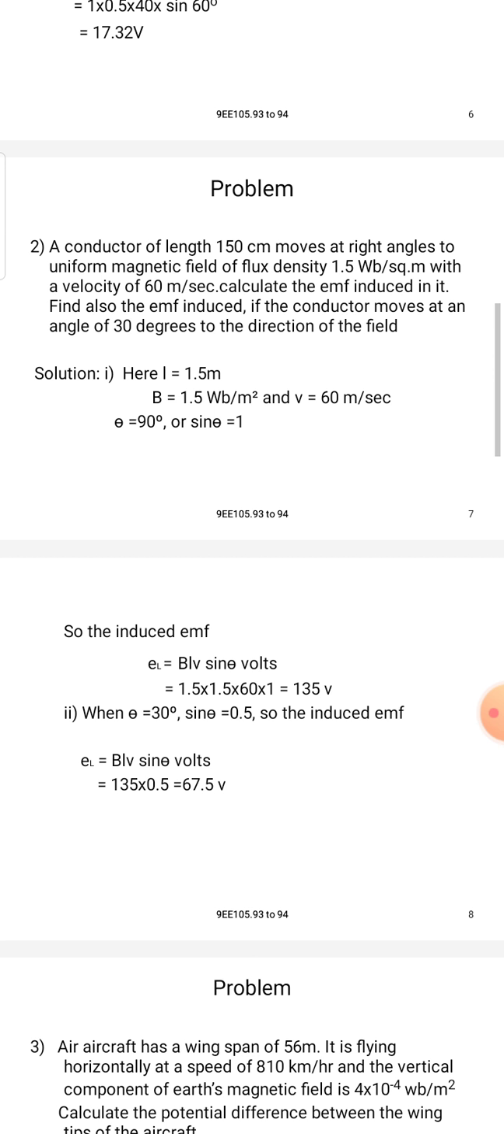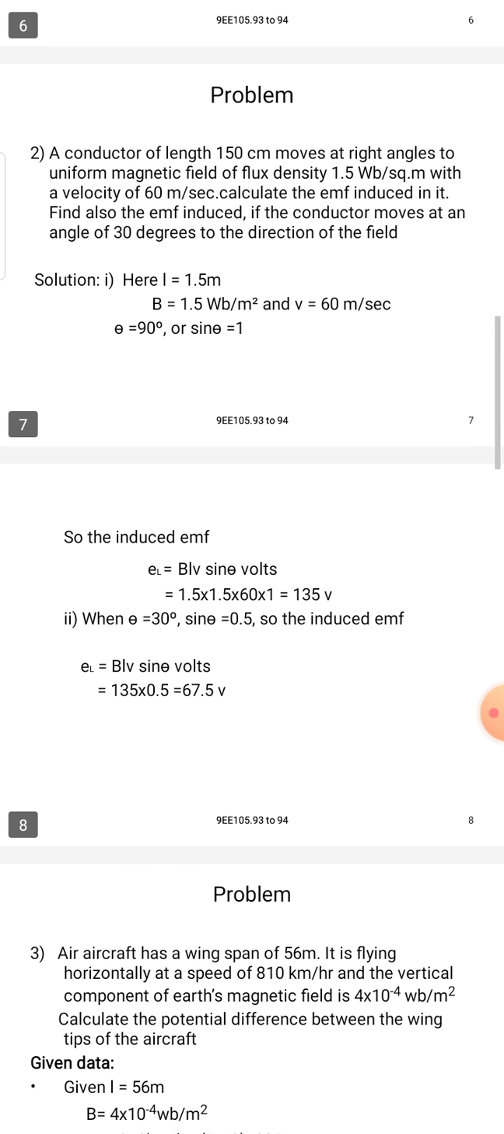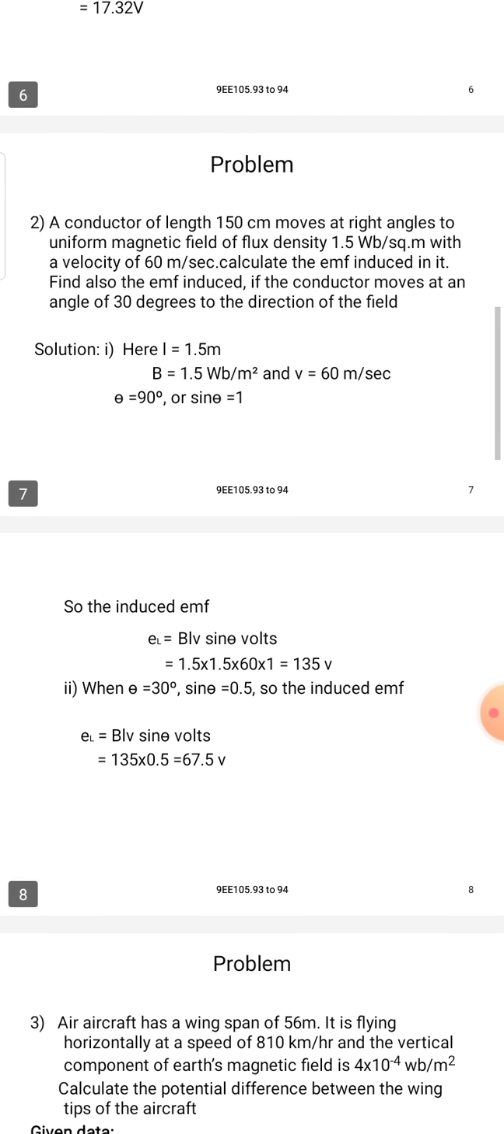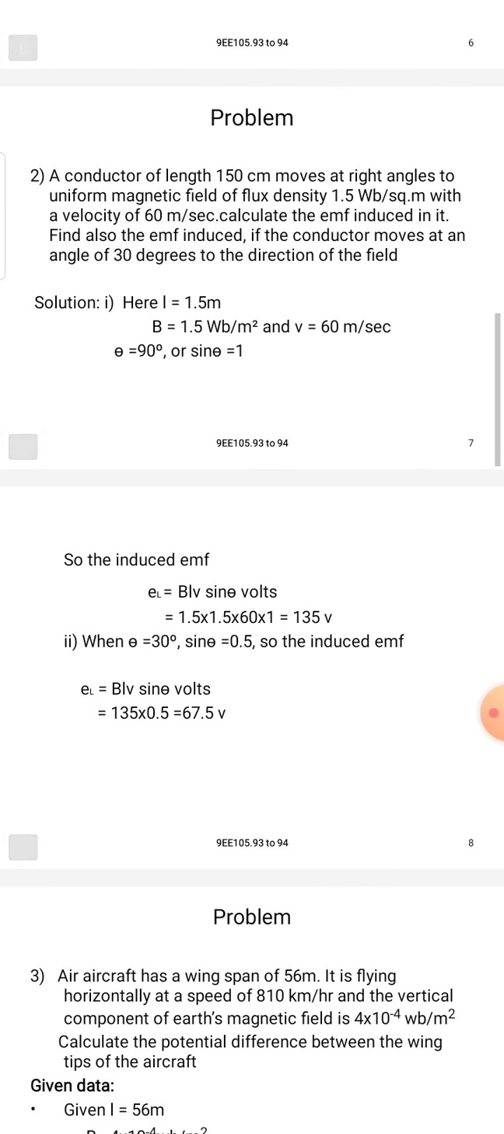So in that problem, you find the dynamically induced EMF at two different angles to the magnetic field.